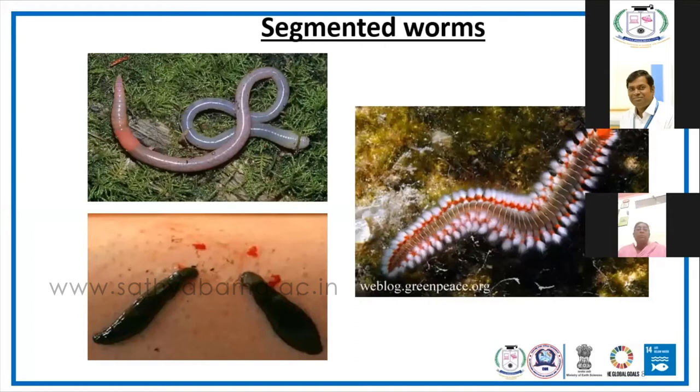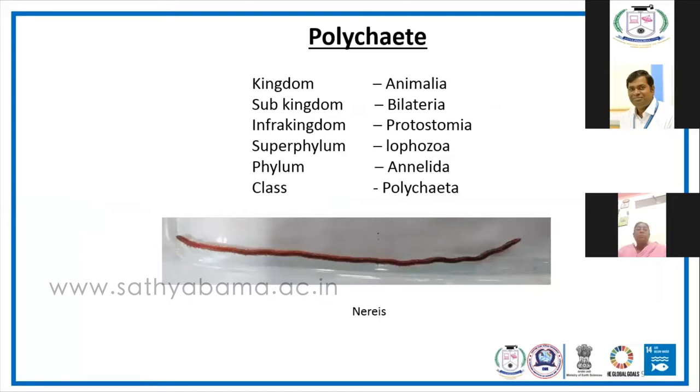This is segmented worms. The species exist and have adapted to various ecologies, some in marine environments as distinct as the tidal zone and hydrothermal vents, others in freshwater, and yet others in terrestrial environments. The polychaetes also come under segmented worms. Most of the marine segmented worms of the annelid class are polychaetes.